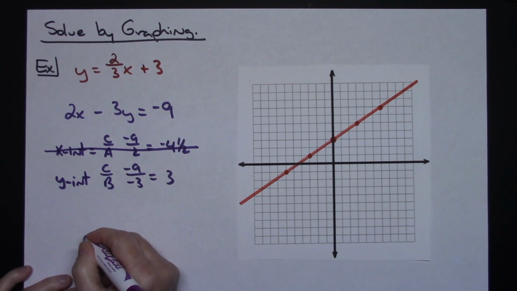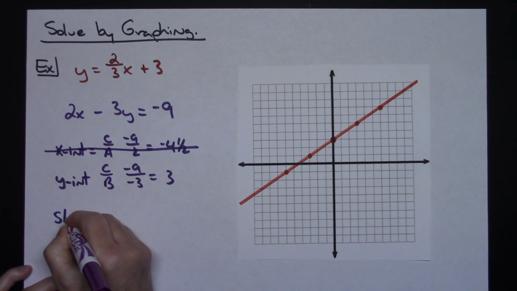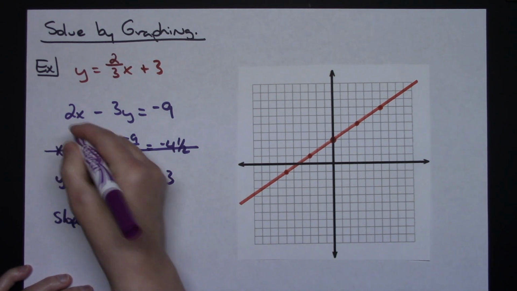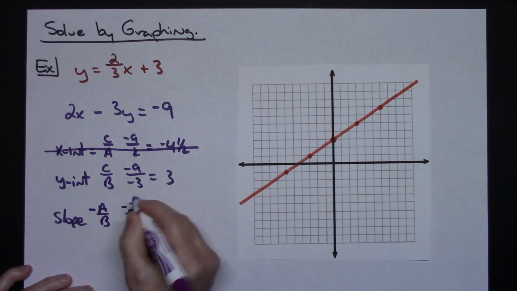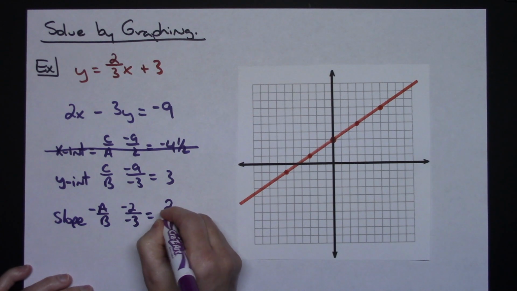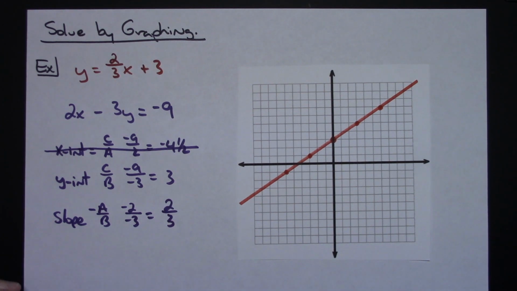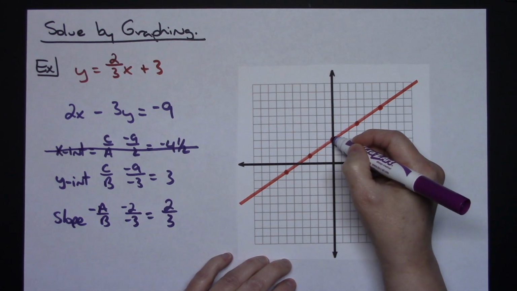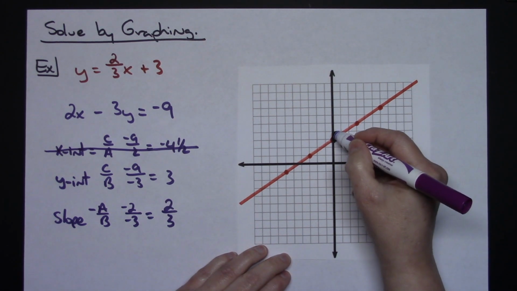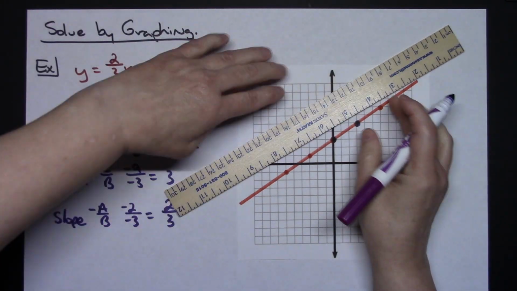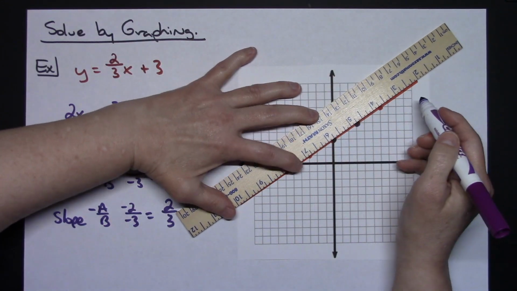Now, since I need 2 points on a line, I'm going to go ahead and use the formula for slope, which is negative a over b. My a is 2, so that's negative 2 over b, which is negative 3, which gives me a positive 2/3 for my slope. Okay, and when we graph that line, we're going to see the y-intercept is 3, and then the slope of 2/3, up 2 and to the right 3, puts this line exactly on top of the first line.